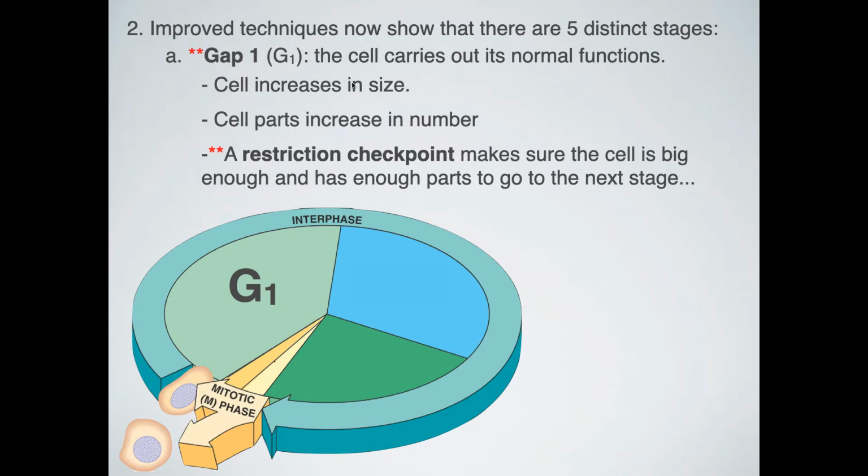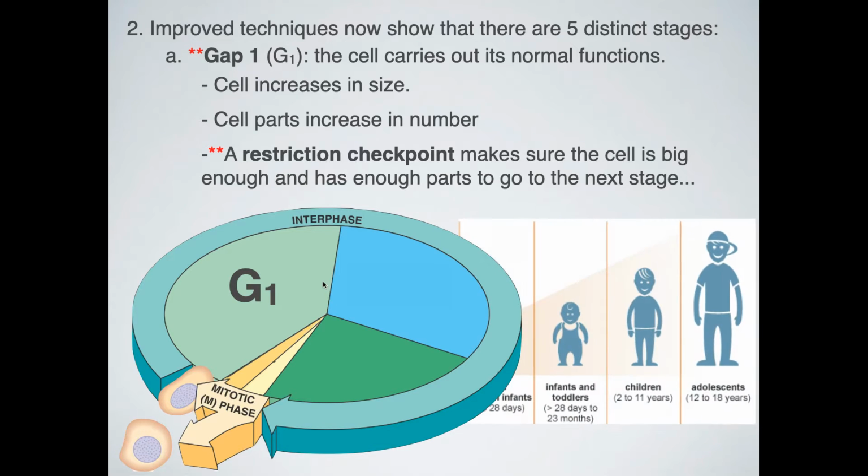There is a restriction checkpoint at the end of gap 1. Before you can move on to the next little part of this pie chart, there is a restriction point. And that restriction point basically says, hey, is the cell big enough? And does it have enough cell parts to move on to the next stage? And so, again, this is kind of like going from infanthood to toddlerhood, or toddlerhood to childhood, okay? It's going to be a change, and they want to make sure that everything's ready. Okay, great. Is everything prepared?